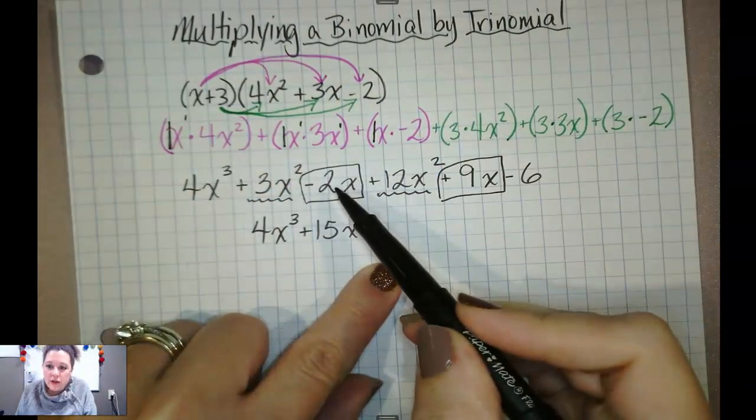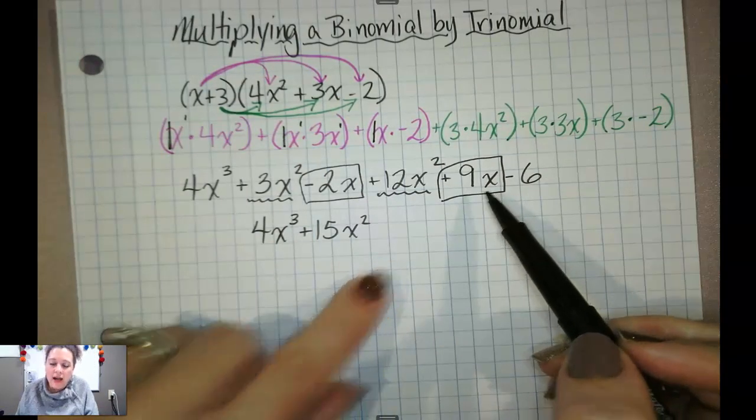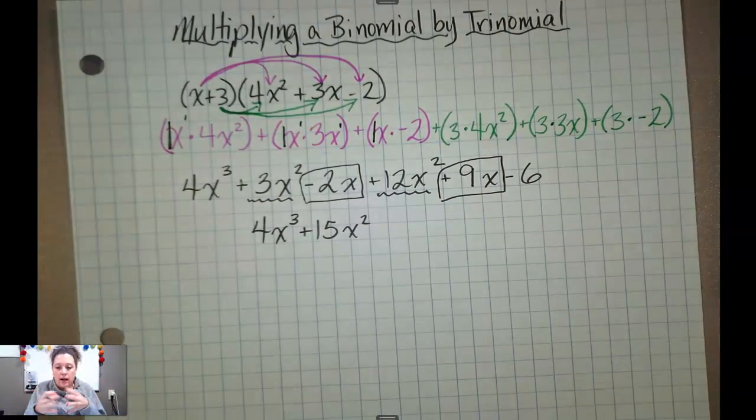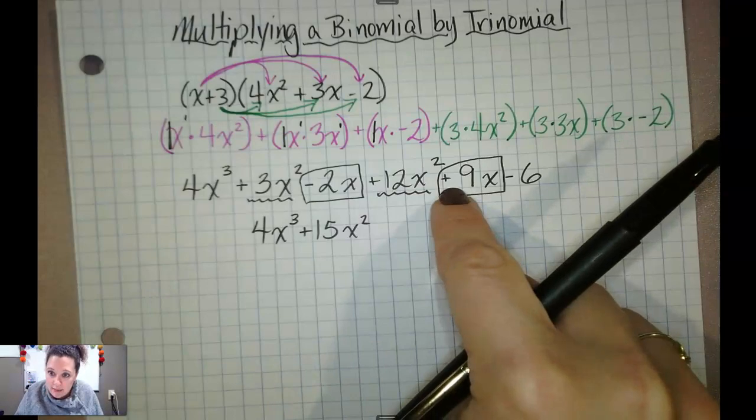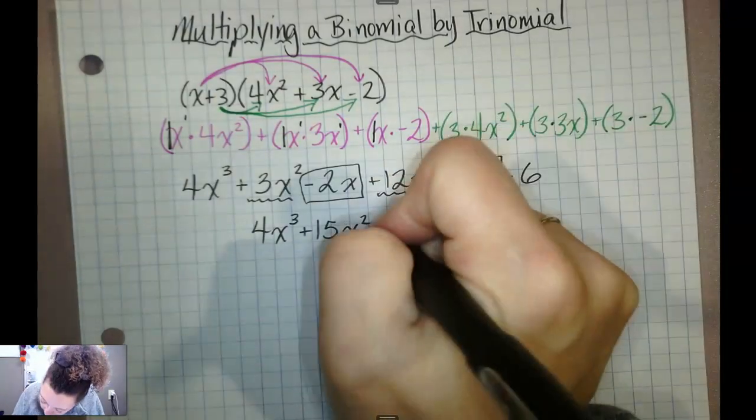So we have negative 2, positive 9. If I combine those together, unlike signs, I take their difference. The difference between 2 and 9 is 7, and because the 9 has the bigger absolute value and it is positive, it is going to be a positive 7.